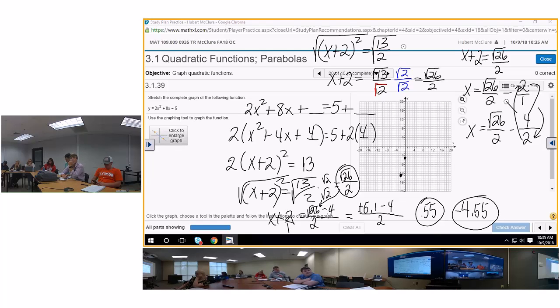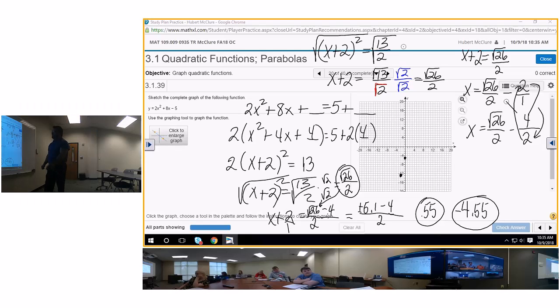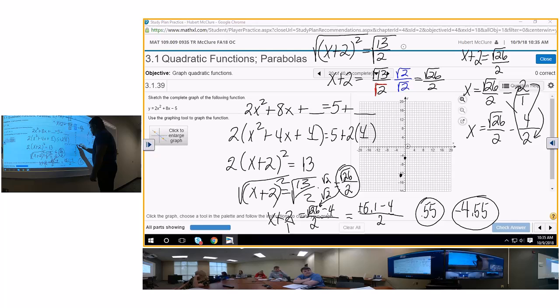So, if you don't have any other questions, 0.55 is going to be like, this is 1, so 0.4, that's 0.55 right there. And then negative 4.55 would be right in here.